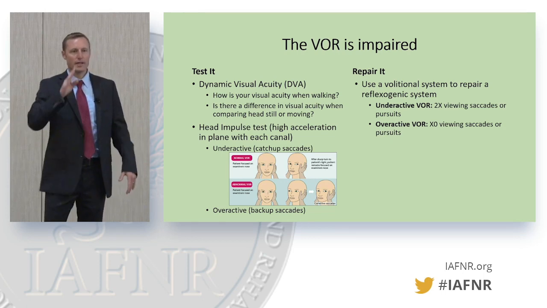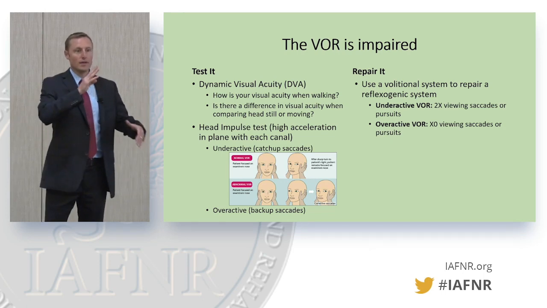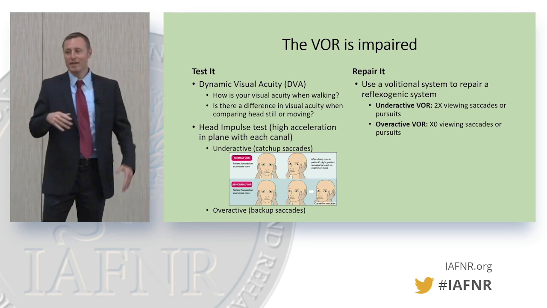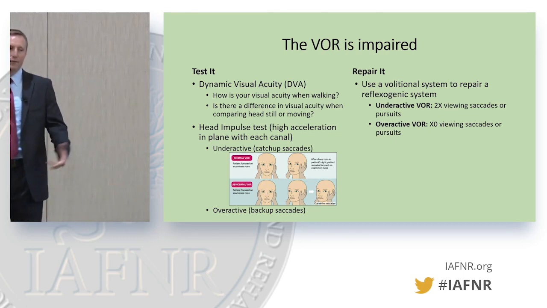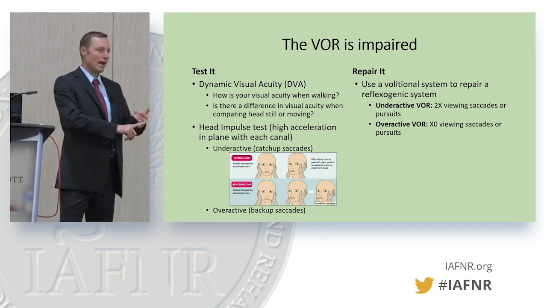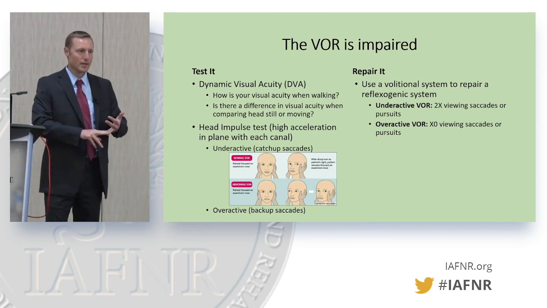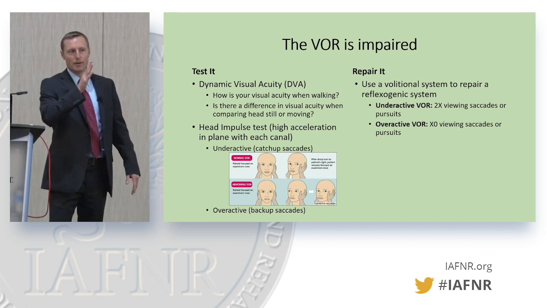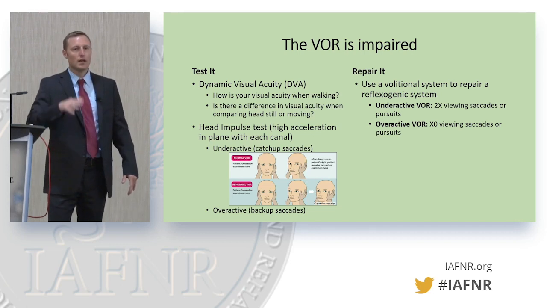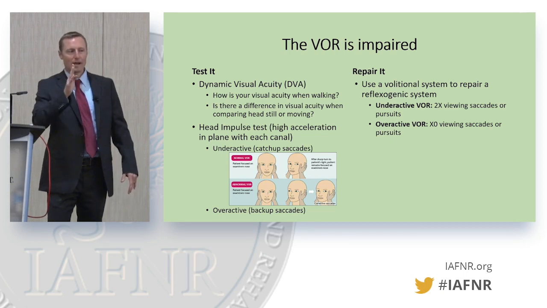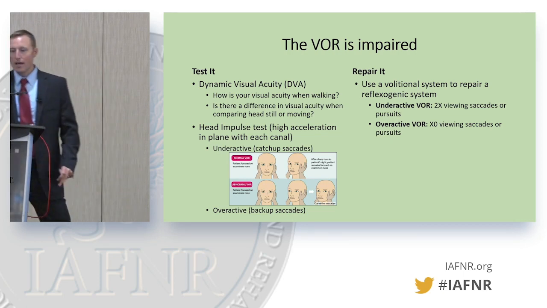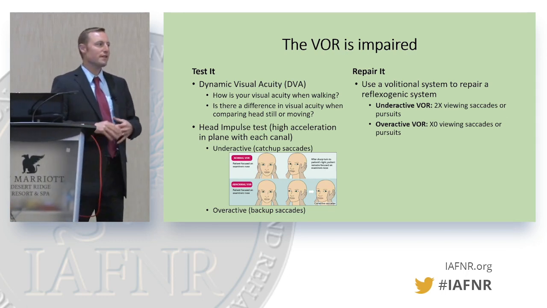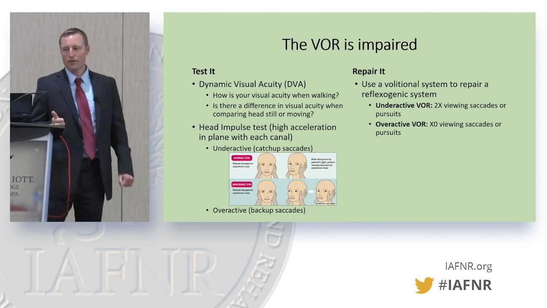But then which direction? Are they going with the head and then coming back, or are they going past in the opposite direction of the head and then coming back, which would be a backup saccade? And the difference there is the difference between an overactive and an underactive canal. So with an underactive canal, the eyes will go with the head and then catch up. In an overactive canal, the eyes will go past the target and then back up to it. That's incredibly useful. We need to know that because our strategy would be very different for an overactive versus an underactive system.